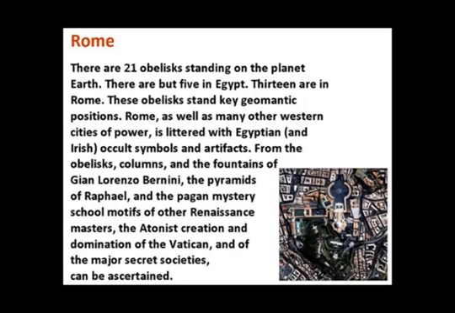From the obelisks, columns, and fountains of Gian Lorenzo Bernini, the pyramids of Raphael, and the pagan mystery school motifs of other Renaissance masters, the Atonist creation and domination of the Vatican, and of the major secret societies can be ascertained. In the book we talk about even various popes having their private apartments completely decorated with Egyptian pagan motifs. We have a whole chapter on this in the Irish Origins book, clearly showing just how this Egyptian Atonist symbolism played a part in the lives of the popes and the bishops, as it still does.